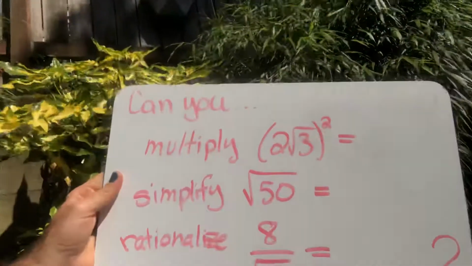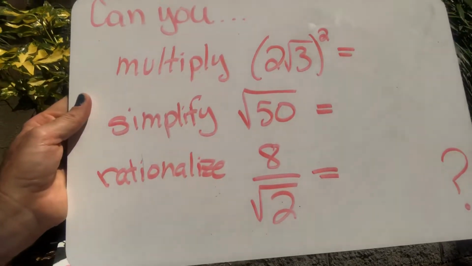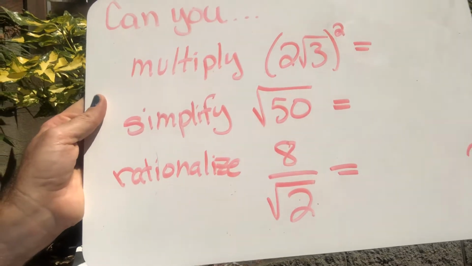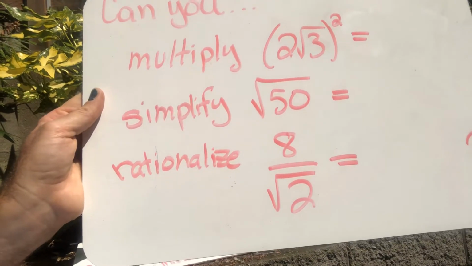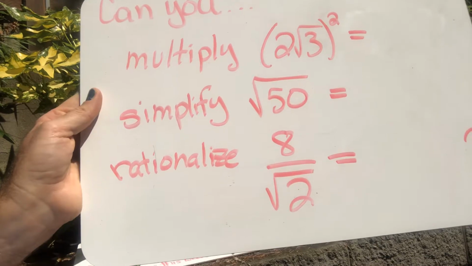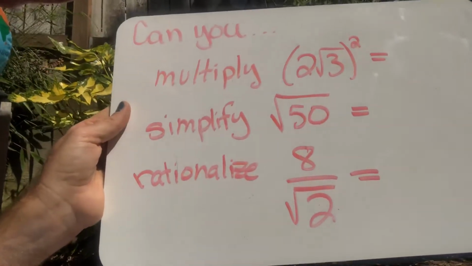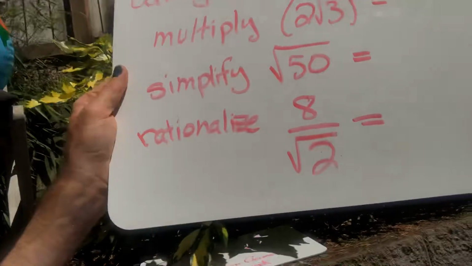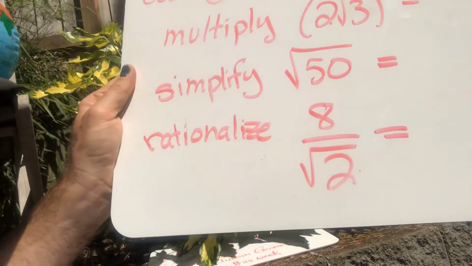Okay, first one, 2 radical 3 squared, that's the square root of 12. The square root of 50 is the square root of 25 times 2, that's 5 root 2. And then 8 over the square root of 2. Mathematicians typically don't like to have irrational numbers in the denominator because we know what it means to divide by 3, divide by 4, but to divide by a square root, we just change 8 over radical 2 into 4 root 2. So if you flew through those, wonderful.